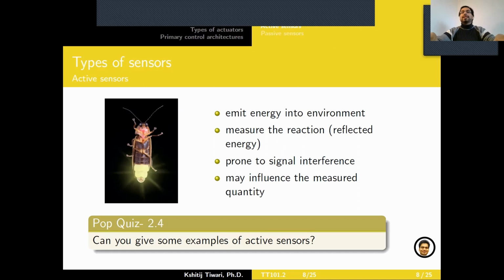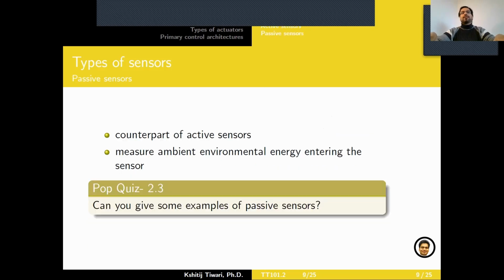Also, because it's emitting some sort of energy, sometimes it may even affect the quantity itself that you're trying to measure. Think of some examples of active sensors that we use, and some of them are very common and right in front of you. So go back to the definition of what active sensors are and you'll come up with an answer. Then there are passive sensors, which, as the name sounds, are counterparts for active sensors. Instead of emitting energy into the environment, they measure the ambient energy entering into the sensor.